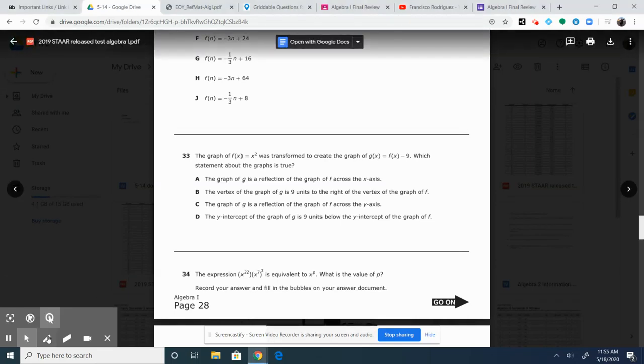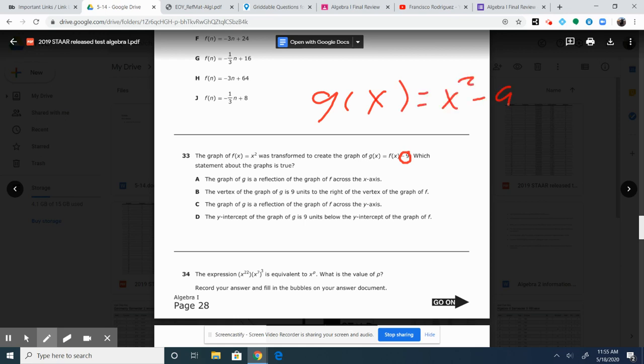Okay, number 33. The graph of x squared was transformed to create the graph g of x, which is equal to f of x minus 9. So which statement about the graph is true? So what we ended up doing here is that we're subtracting 9 from the quadratic equation. So it's the same thing as saying x squared minus 9. So what we're doing is that we are going down, we're shifting down by 9.